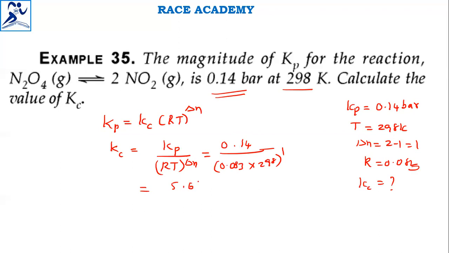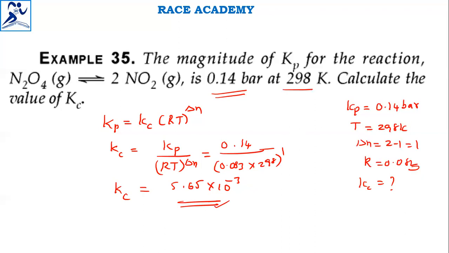Finally I got 5.65 into 10 to the power of minus 3 as the Kc value, the required Kc value of the problem, right? That is in bars only, and the R value in moles per Kelvin also will be in bars. Concentrations, moles will come, right? That is moles will come.